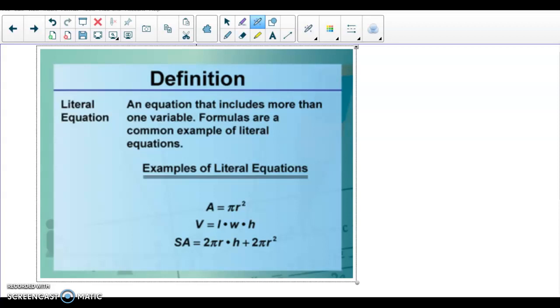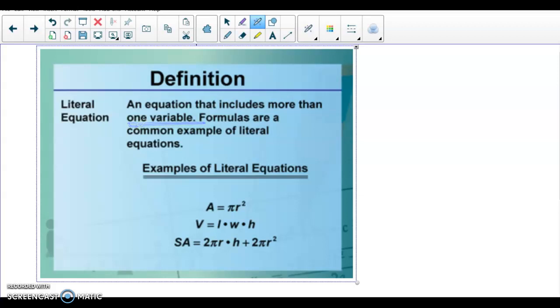Today we're looking at how to solve for literal equations in one step. So before I go into that, I thought I'd go over what a literal equation is. A literal equation is an equation that includes more than one variable. So anytime you have two unknowns in the same equation that's not the same variable, then you have a literal equation.